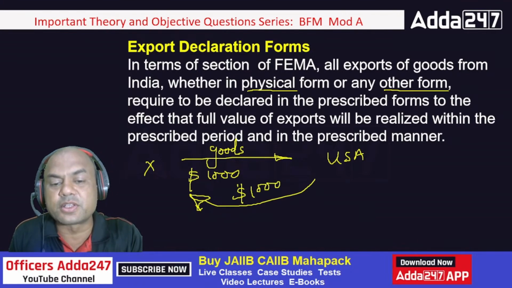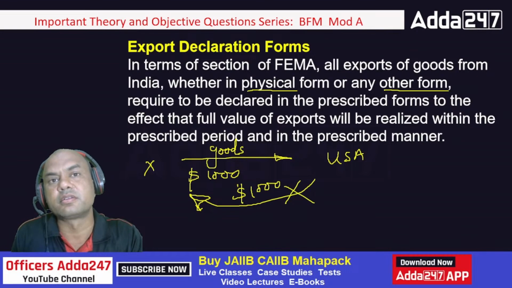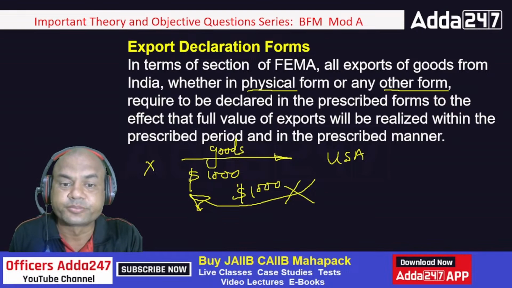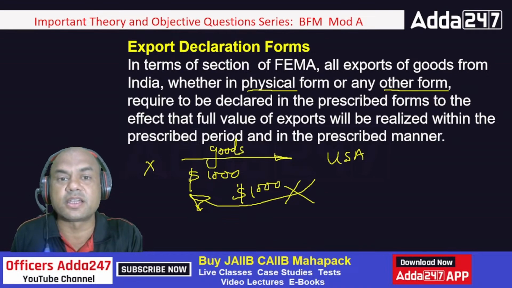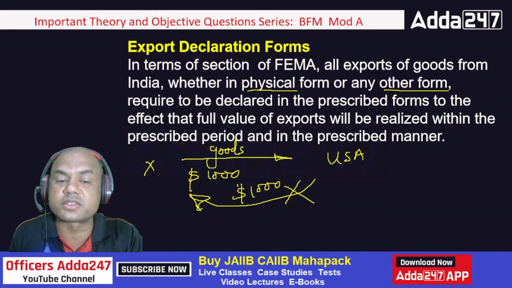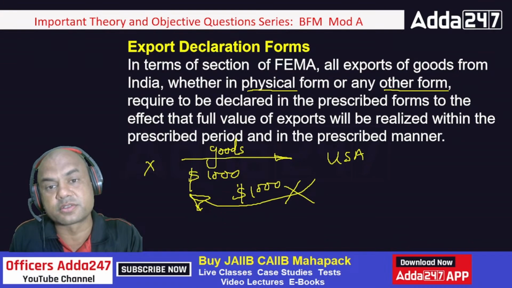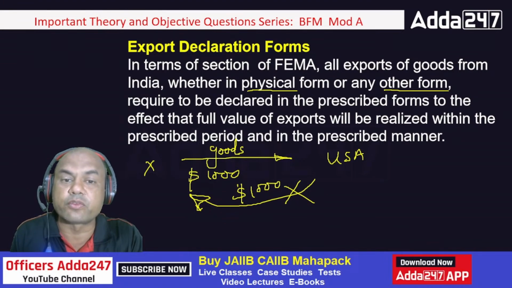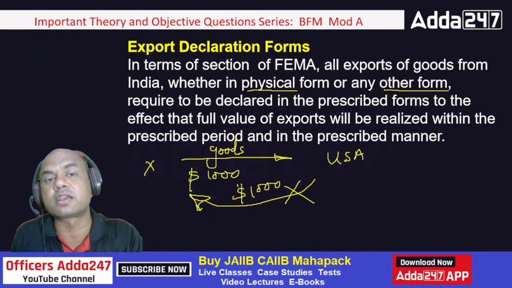So imagine if this 1,000 never comes back. Goods are gone, money never comes back. So what is happening over here? Our country is at loss, isn't it? It's not receiving the funds which are to be received. So that's why government says whenever you sell the goods, export the goods, you need to fill this EDF form so that it gets recorded with the customs house.